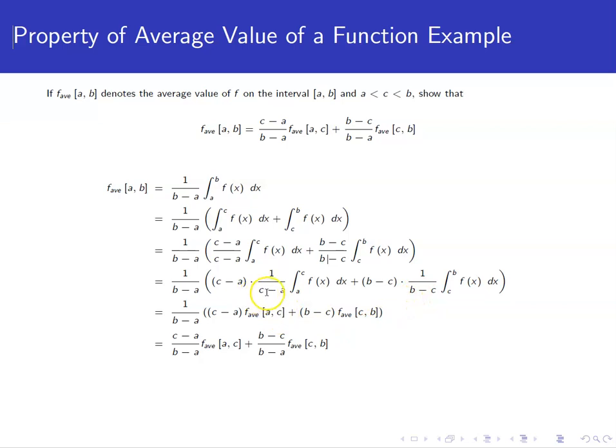The reason, again, why we're doing that is just so that I can recognize that this now here is the average value of the function on the interval from a to c. This now is the average value of the function on the interval from c to b. And then finally, distributing your 1 over b minus a through the sum, we get exactly what the result says we're supposed to get.